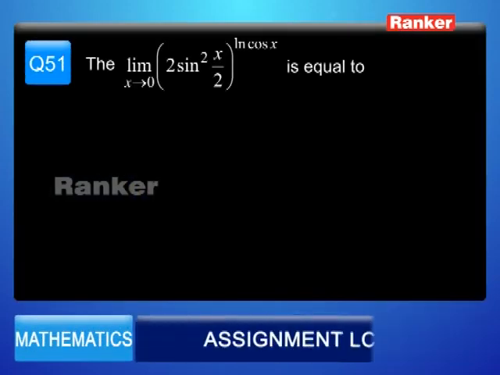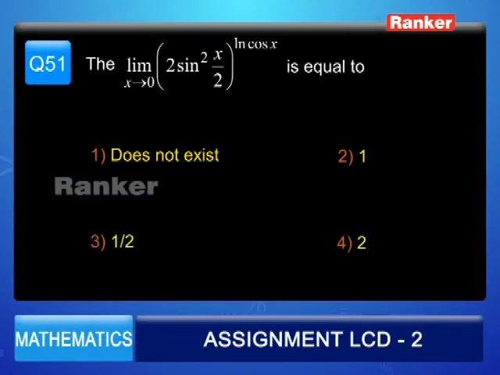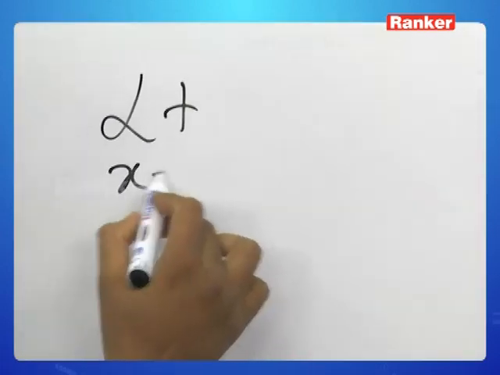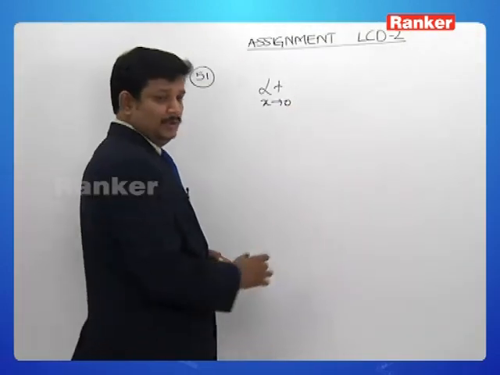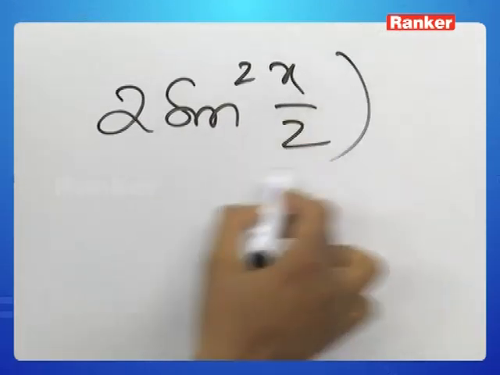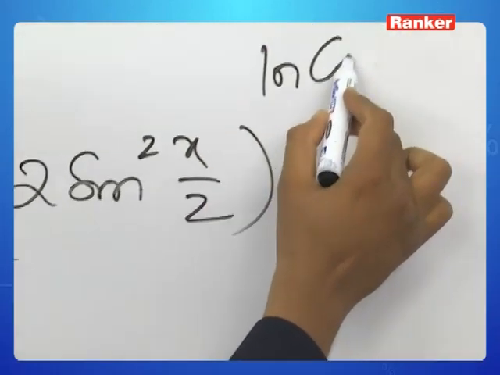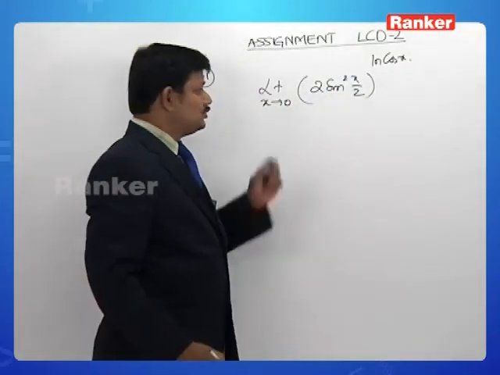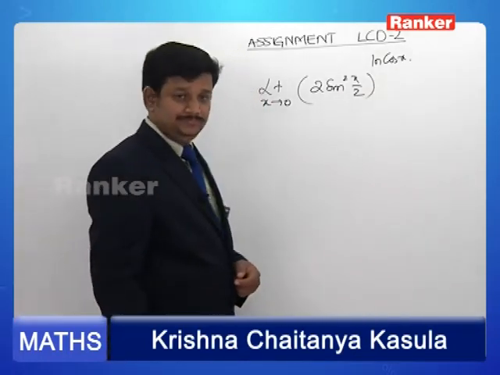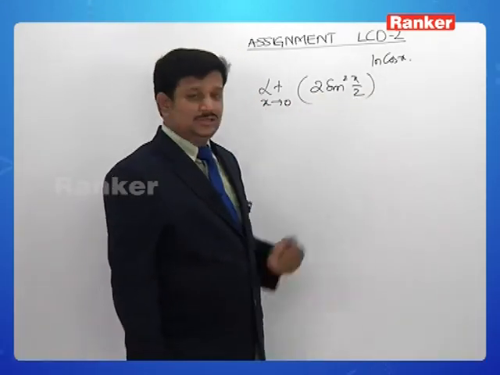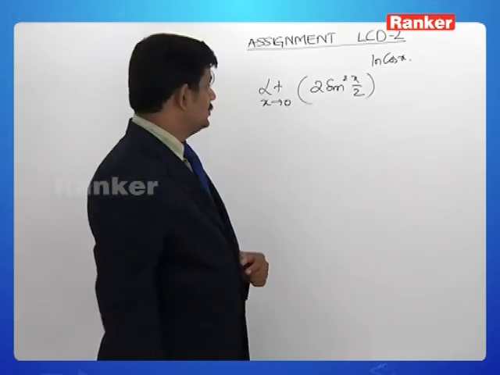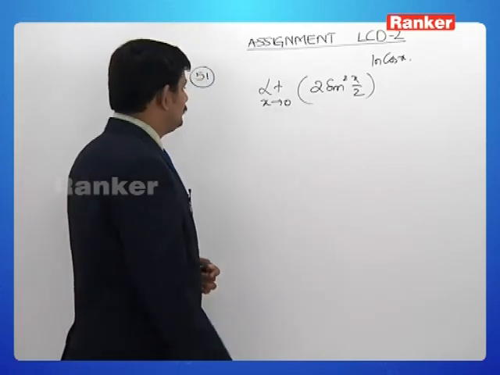Question: the limit as x tends to 0 of 2 sin square x by 2, power log cos x. We have to evaluate this limit. As x tends to 0, we can see cos x tends to 1 and log cos x tends to 0. And as x tends to 0, 2 sin square x by 2 also tends to 0. This is 0 power 0 form.